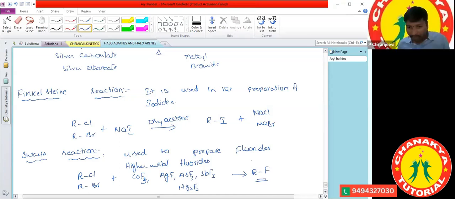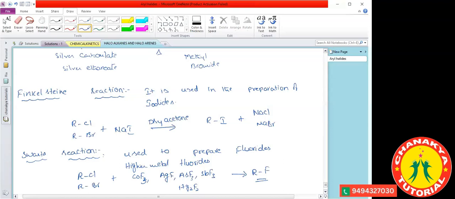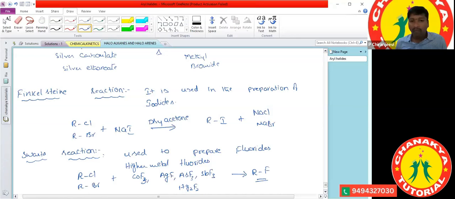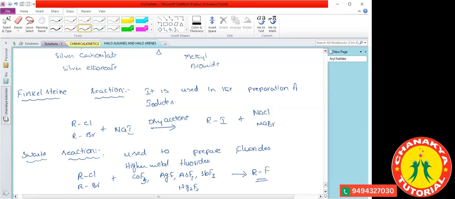Sir, does CoF2 also come under higher metal fluoride? Cobalt trifluoride, that one. It's not carbon monoxide. Co is cobalt. Cobalt trifluoride acts as a higher metal fluoride. Okay, sir.